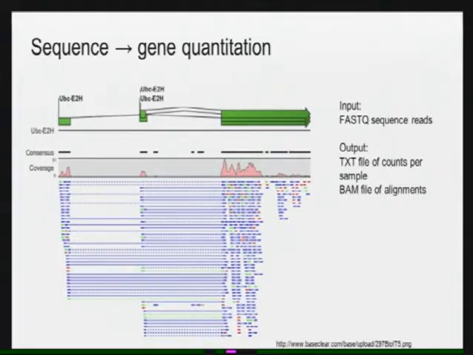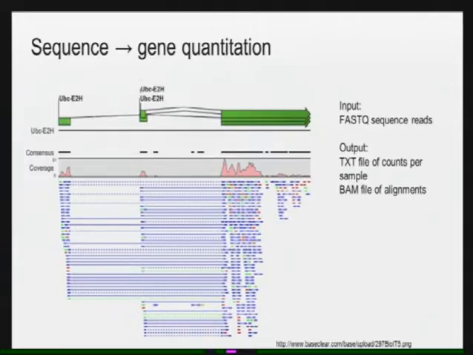Okay, so then the next step, which is probably one you hear about a lot more, is going from sequence to gene quantitation. Now, you can quantitate at different levels than gene. I've just mentioned gene here to be simple. And I realized sometime late last night or this morning that I don't actually have a slide in here that describes the process of alignment. So we can talk about that a little bit.